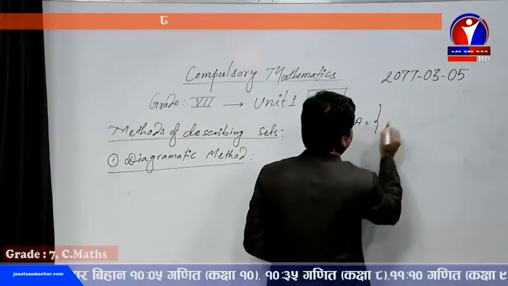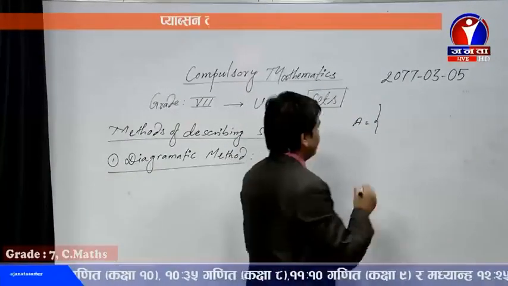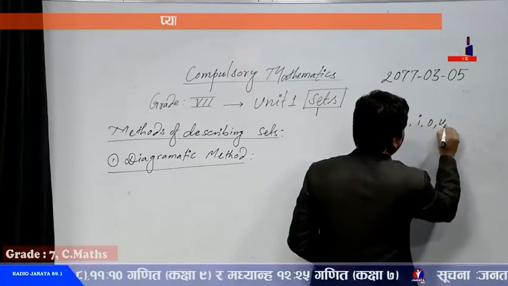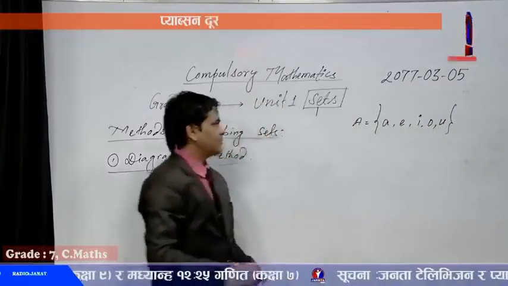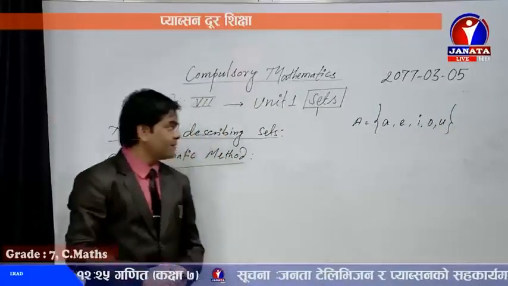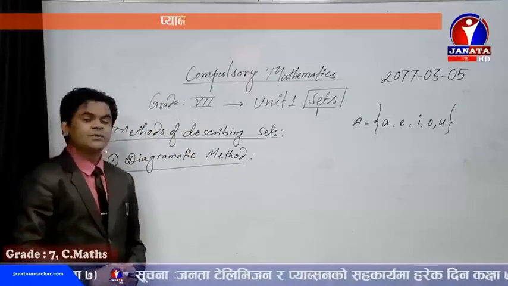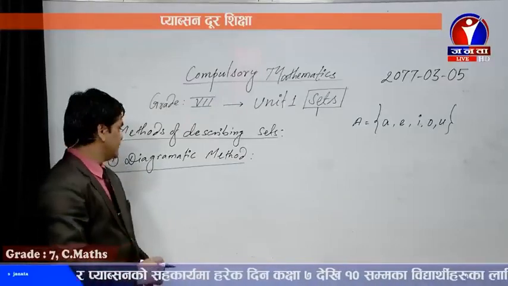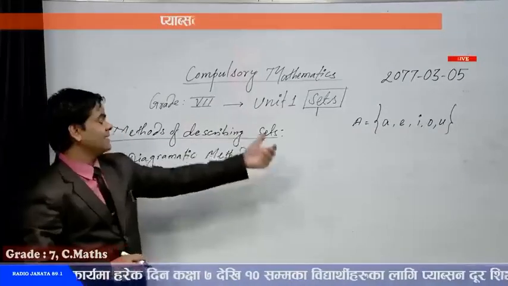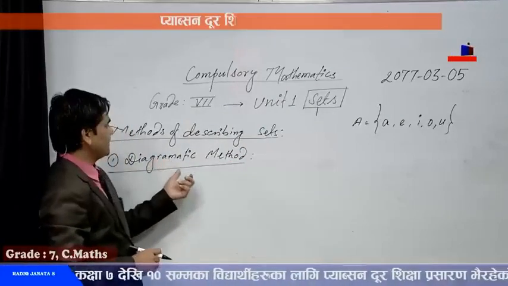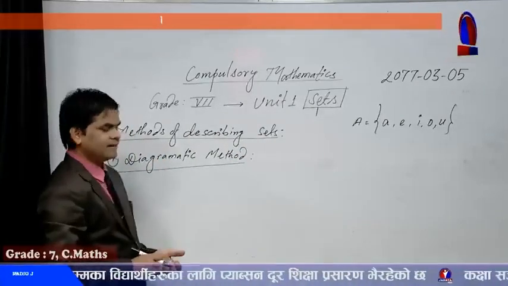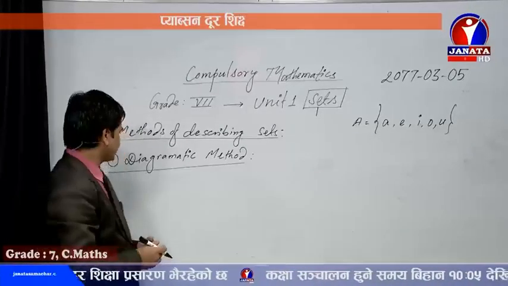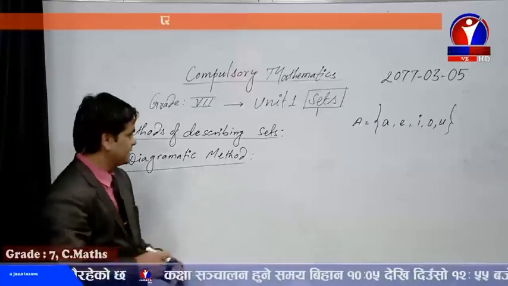A equals A, E, I, O, U. I'm going to take one set of information as A, E, I, O, U. You know, dear students, these are the vowel sounds in the English alphabet. So if you have to represent that information by using a Venn diagram, how will you present it? Somehow you have got the information while being in class 6, but now again I want to revise it.